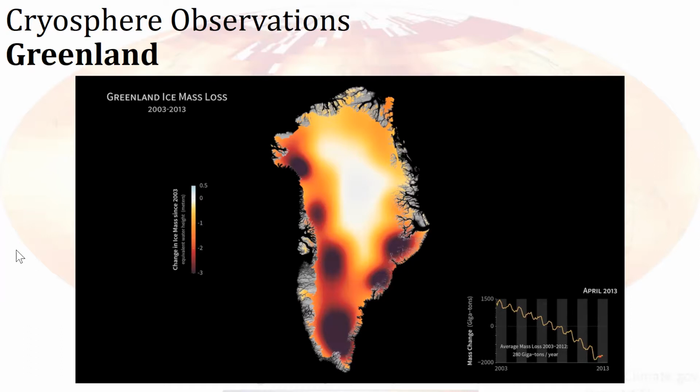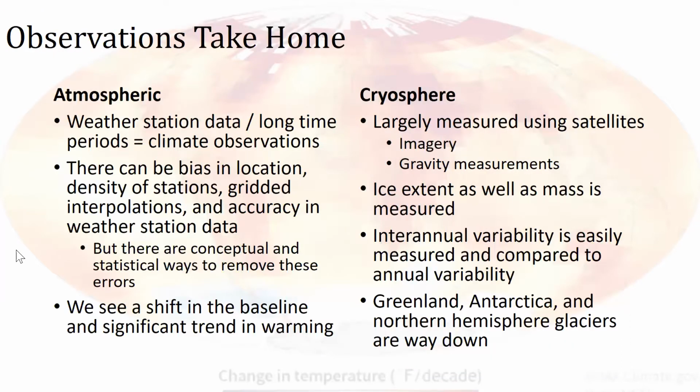And if you see that year after year after year after year, you can infer, especially when you cross-reference it to our temperature data, that yes, truly things are getting warmer. And that's the take home, right? So on the atmospheric side, we have weather station data, and when you extrapolate that over long time periods, you get your climate observations.